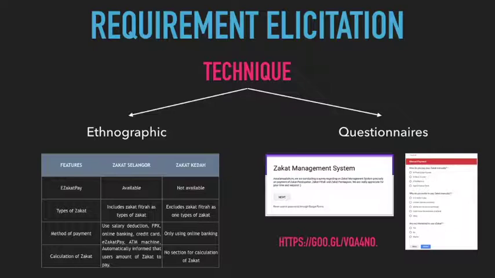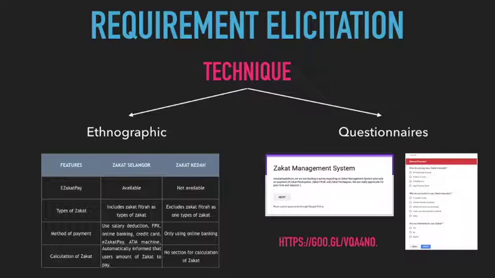Based on our observation using ethnographic techniques, we are able to discover and observe the comparison between the two websites. Zakat Selangor has e-Zakat Pay, while Zakat Kedah does not. Zakat Kedah offers only online banking, while Zakat Selangor has various methods to pay zakat online.